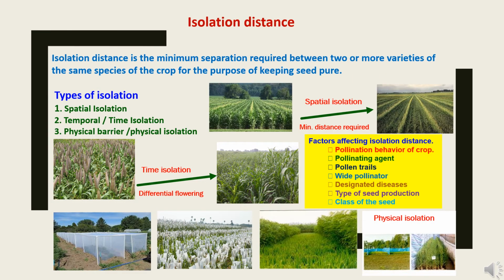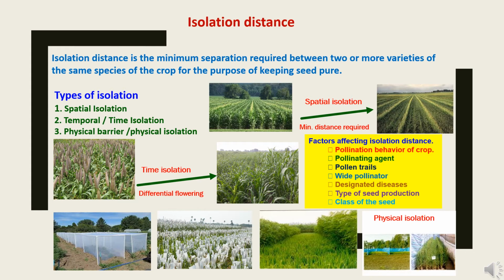In seed production, to maintain the genetic purity of a variety, isolation distance is one of the important critical factors. What is isolation distance? Isolation distance is the minimum separation required between two or more varieties of the same species of the crop for the purpose of keeping seed pure. So, this isolation distance refers to the minimum distance or time required between two crops of the same species to avoid any contamination between them.